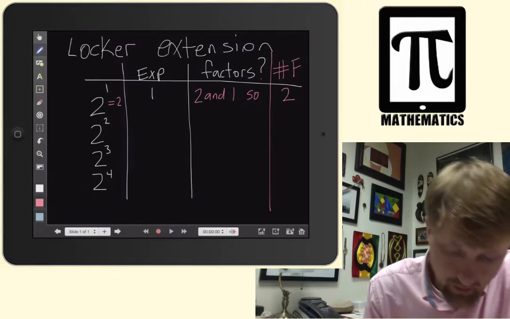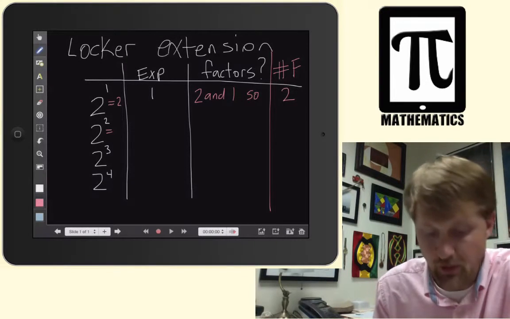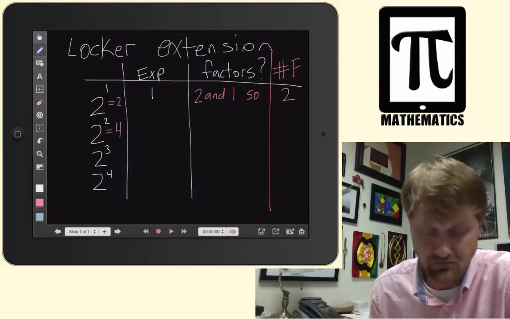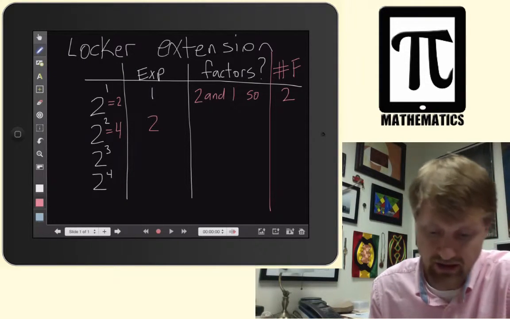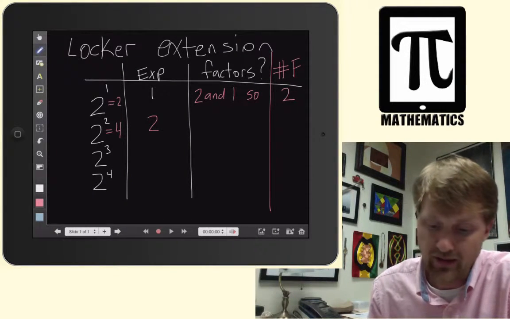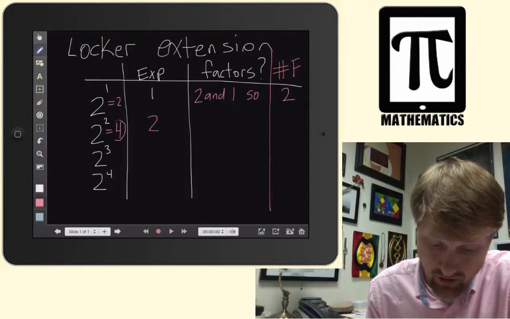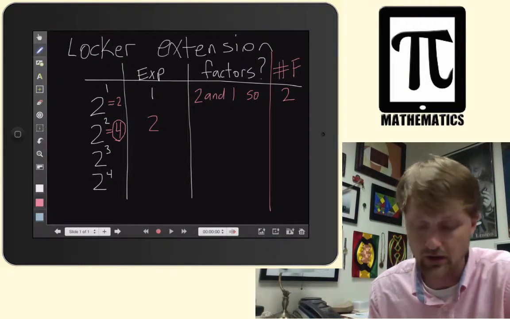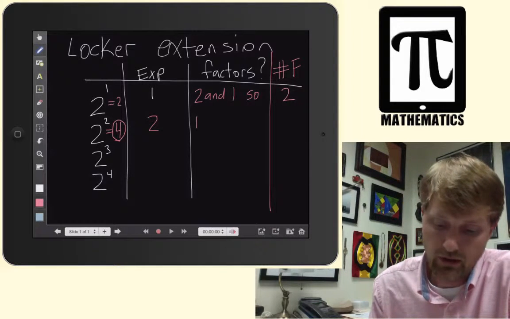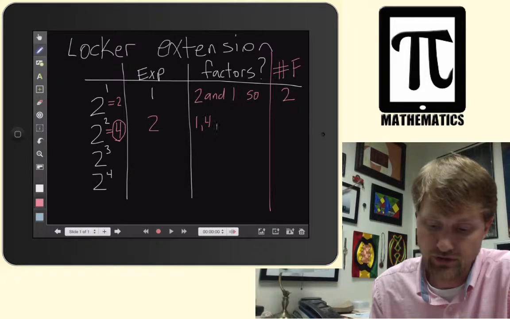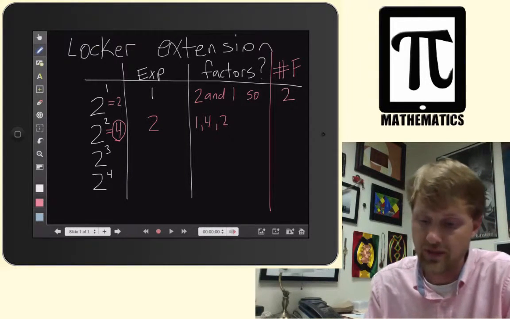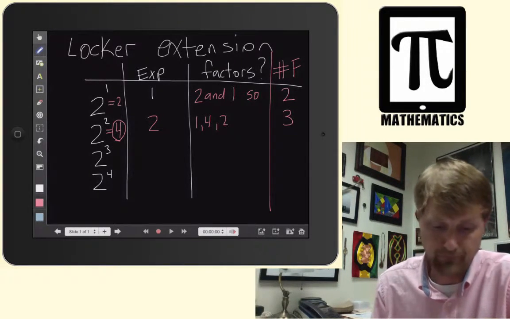Alright? What about 2 raised to the second power? Well, 2 raised to the second power is 4. We raise it to the second power, exponent of 2. And the factors of 4, which is 2 squared, are going to be 1 times 4, so 1 and 4, and then 2 times 2, so just 2. This has 3 factors. Okay?